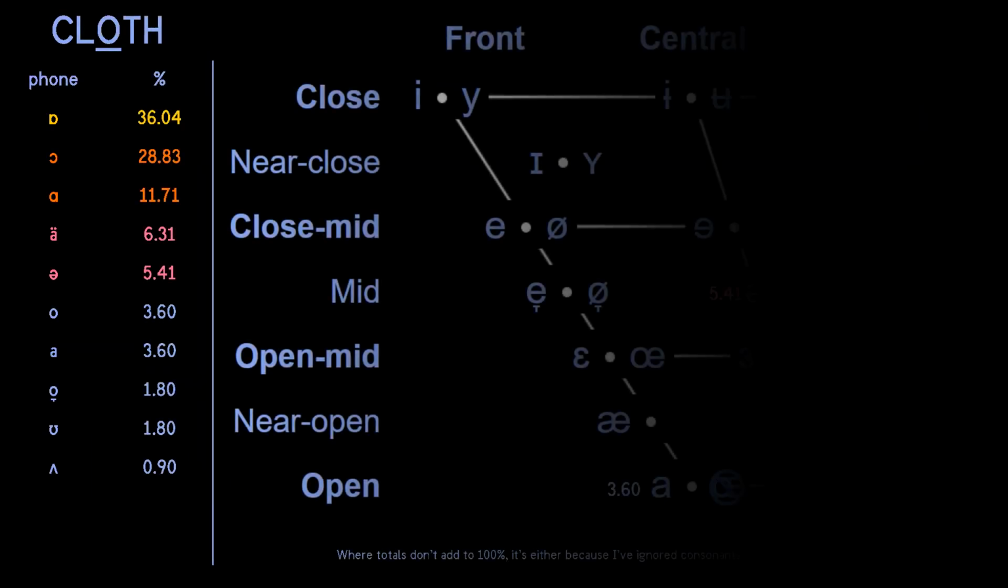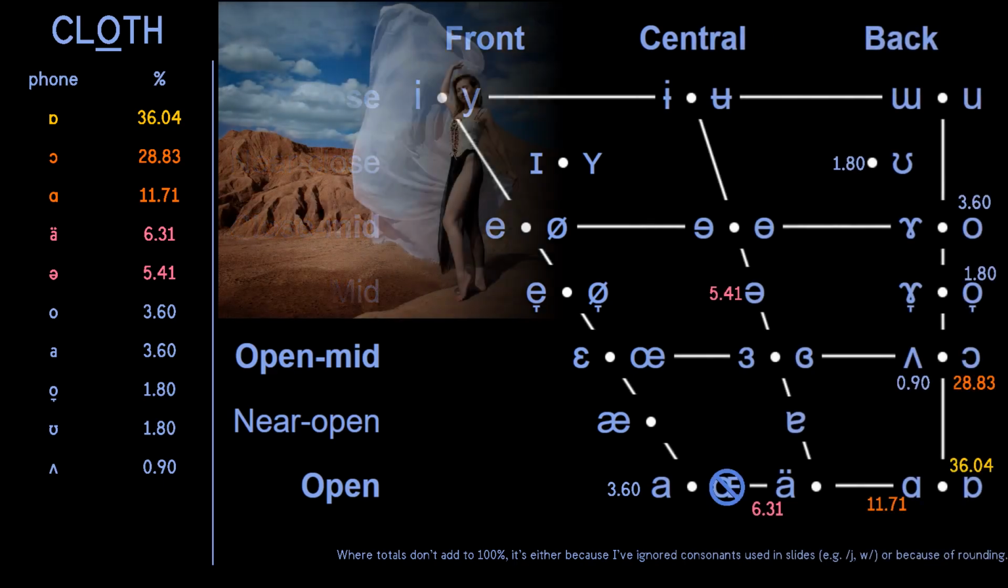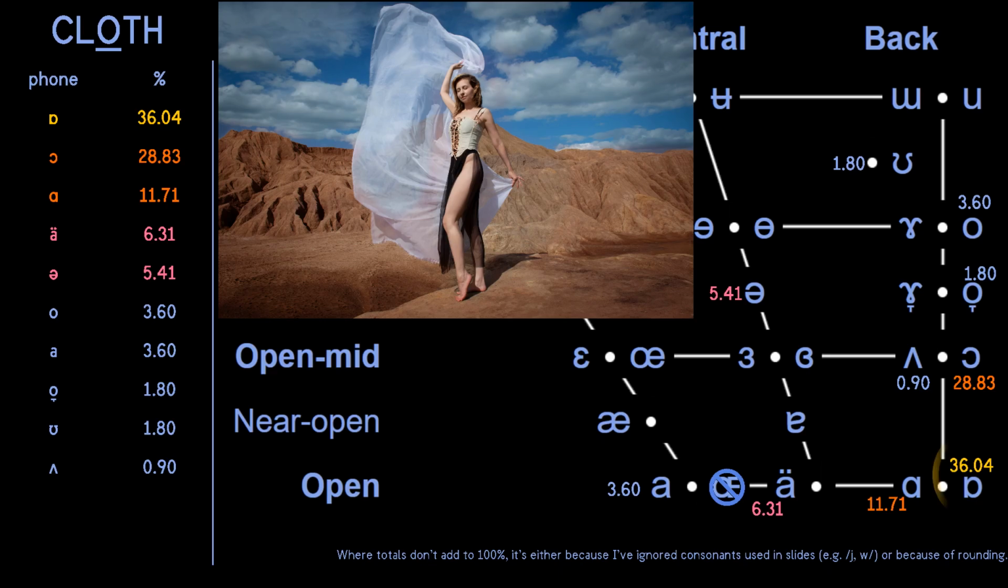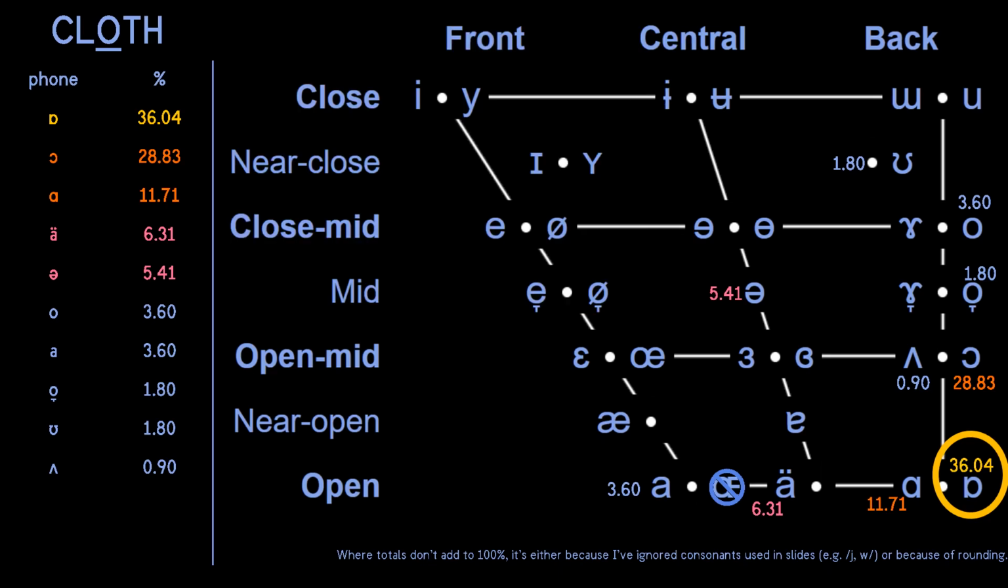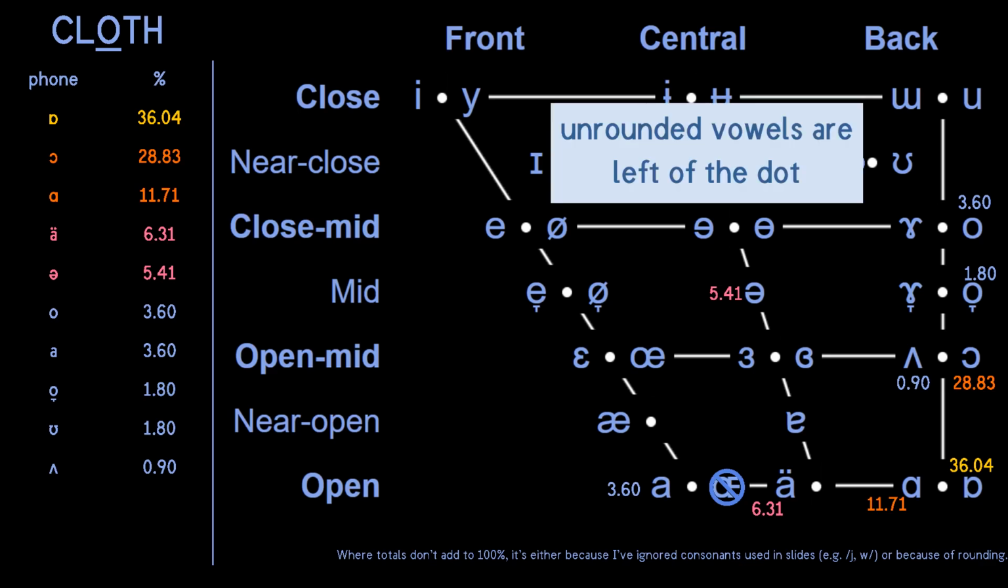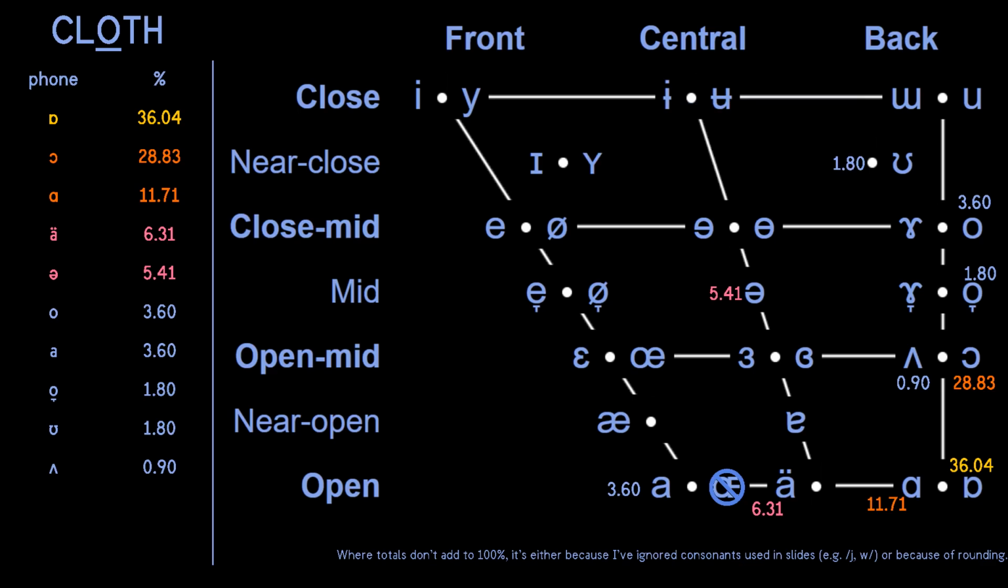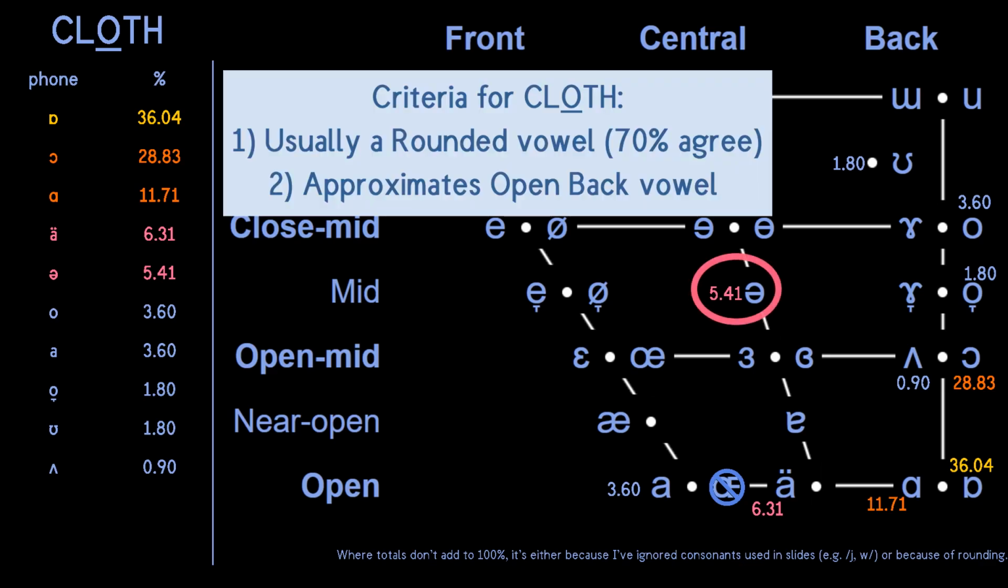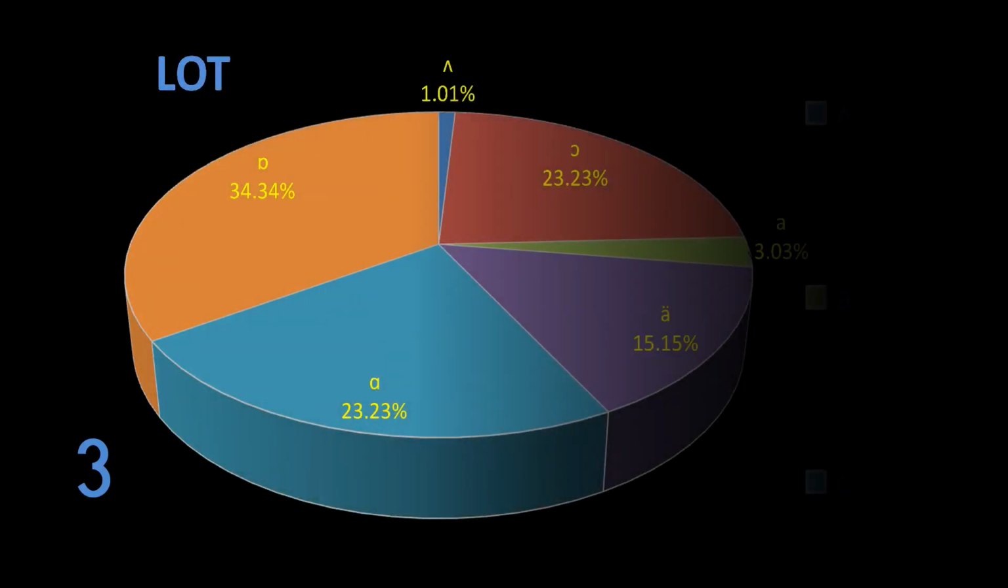For the first time in these charts, you'll notice the golden phone has not moved. For the cloth vowel, it is still the rounded open back vowel, as it was for lot. But what do you notice about the percentages for the unrounded vowels, especially the open and central back vowels? As a reminder, for lot, those two phones totaled over 38%. A minor point worth mentioning here is how the schwa appears for the cloth vowel, whereas nobody slides the lot vowel. Here's the pie chart.